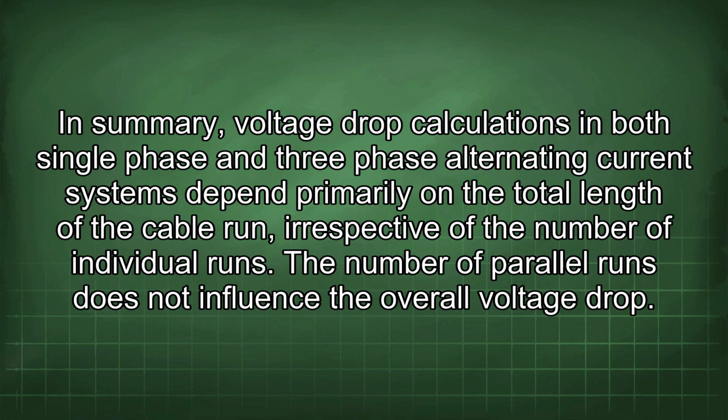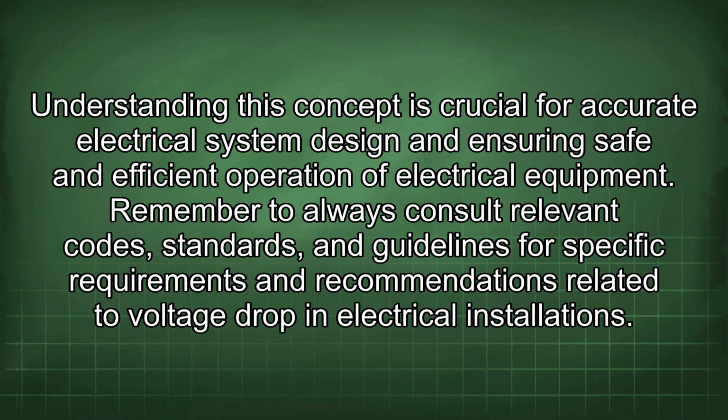In summary, voltage drop calculations in both single-phase and three-phase alternating current systems depend primarily on the total length of the cable run, irrespective of the number of individual runs. The number of parallel runs does not influence the overall voltage drop. Understanding this concept is crucial for accurate electrical system design and ensuring safe and efficient operation of electrical equipment.